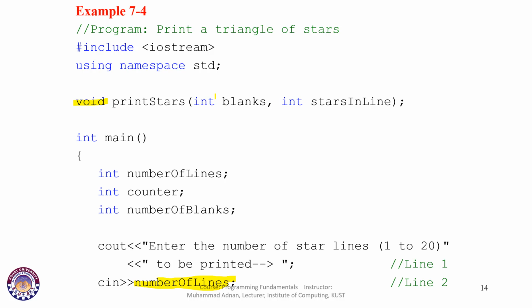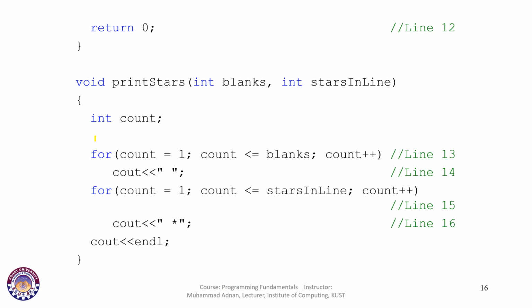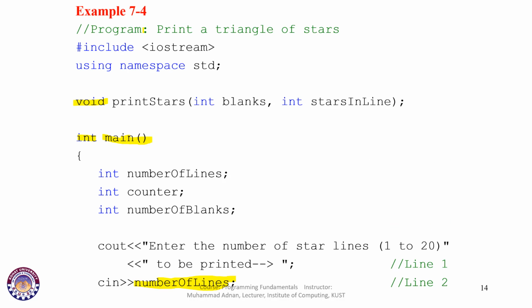Initially, when the program starts in the main function, you can see that main has a return type of int. It means main will return an integer to the compiler, telling it that it is the end of the program. At the end of the program, main is returning 0 to the compiler, and 0 is an integer telling it that it's the end of the program. Initially we declared three variables: the number of lines, counter, and number of blanks. All of them are integers.